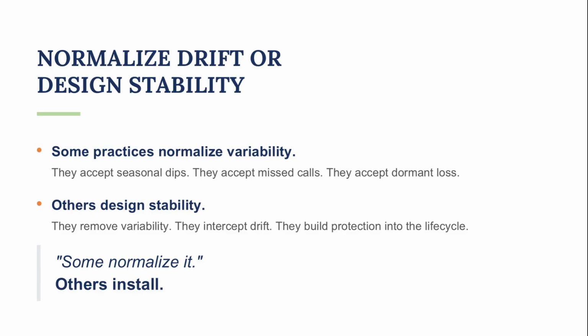That distinction shows up clearly in how practices operate. Many practices quietly normalize instability. They accept fluctuations, unpredictability, inconsistency. It becomes part of how things operate. But instability is not inevitable. It's structural, which means it can be redesigned. Normalize drift, or design stability. That's the distinction. And once that distinction is clear, the next step becomes much simpler.